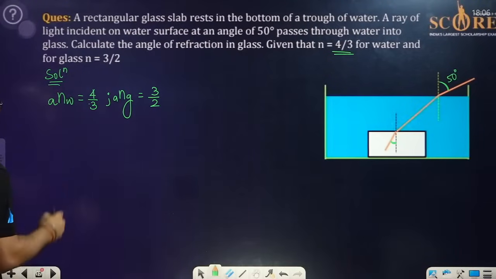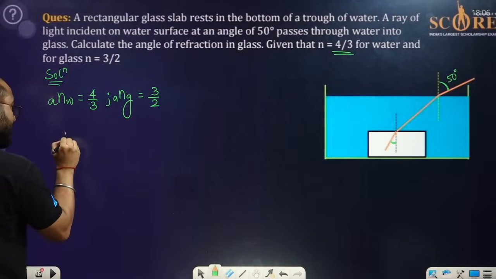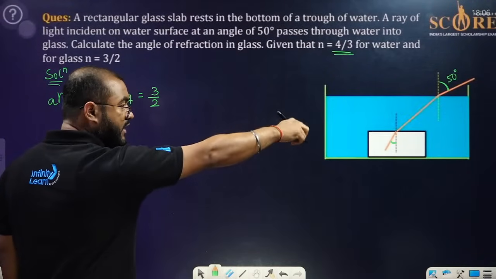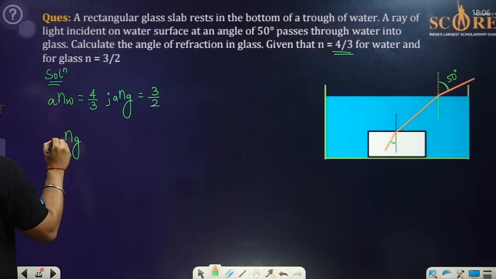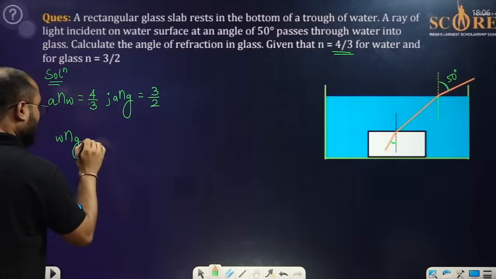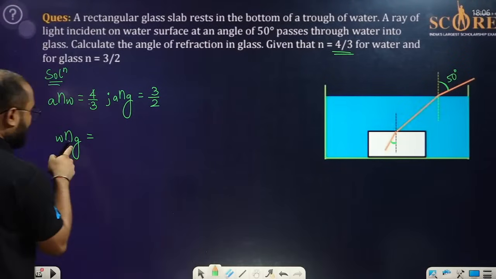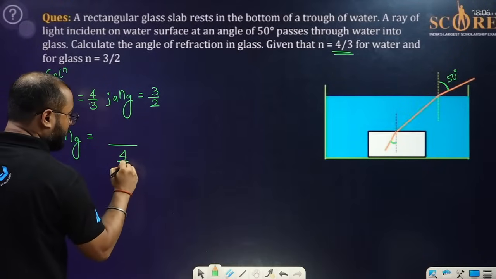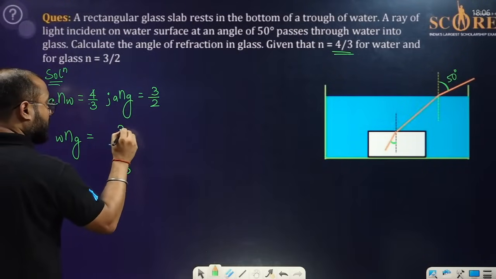Fine. What we have to find? We have to find the refractive index of the glass with respect to water, because at the end the ray of light is entering the glass only, and the medium through which it is coming is water. So in that particular case, what can we write? With respect to the water, the water part will go down, that is 4 by 3, and it is going to be 3 by 2, people.